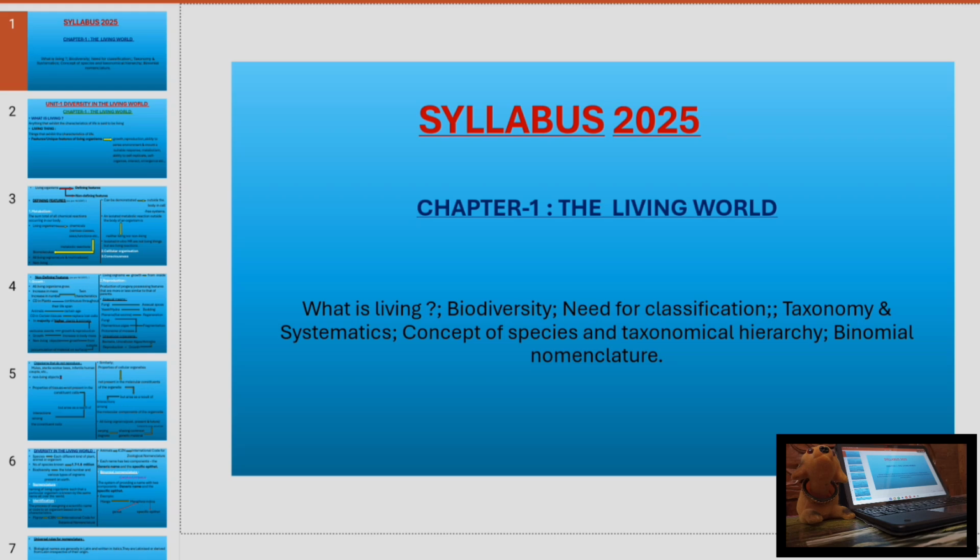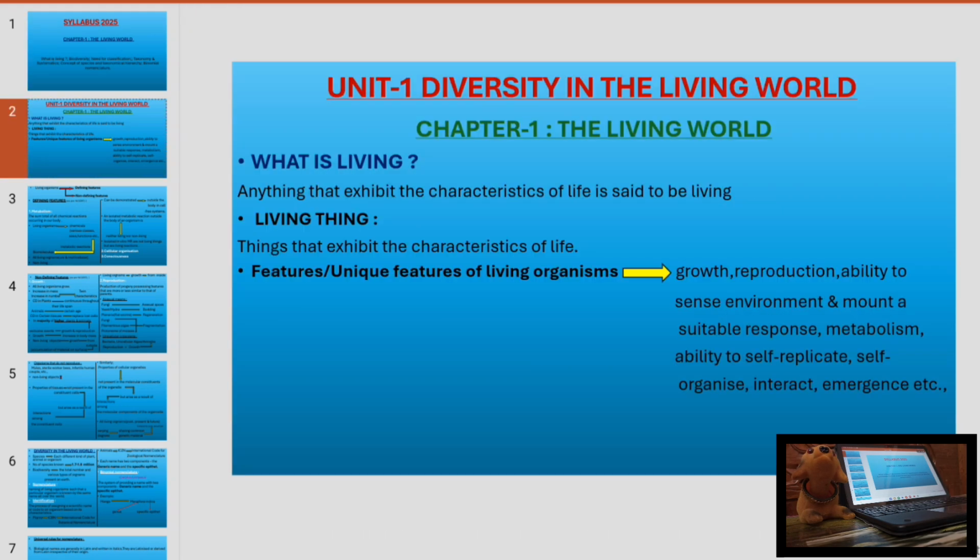So let us see what they are. What is living, biodiversity, need for classification, taxonomy and systematics, concept of species and taxonomical hierarchy, binomial nomenclature. This is the syllabus for NEET 2025 for chapter 1, The Living World. And going to the topic.